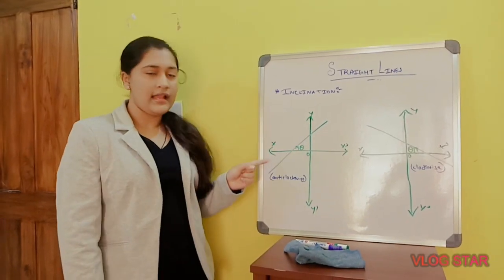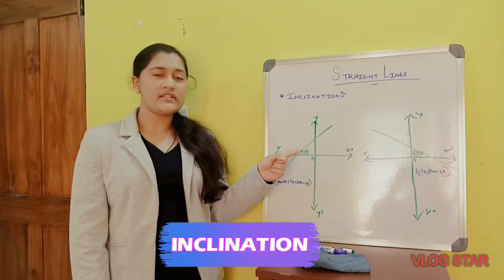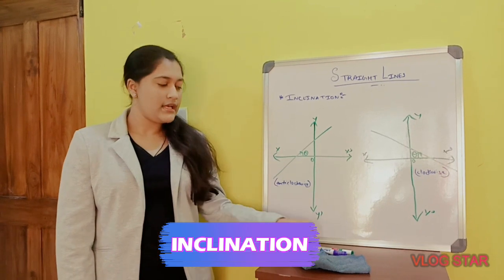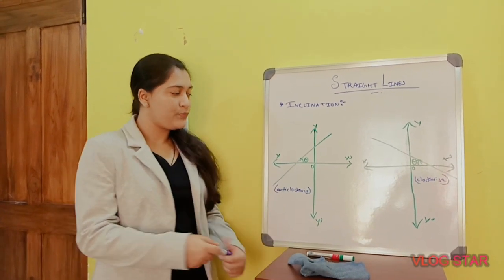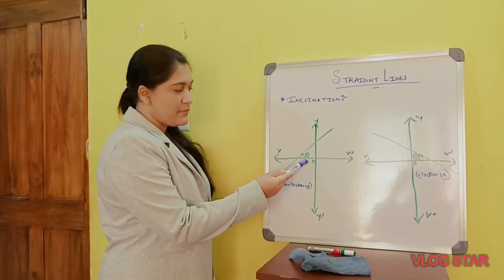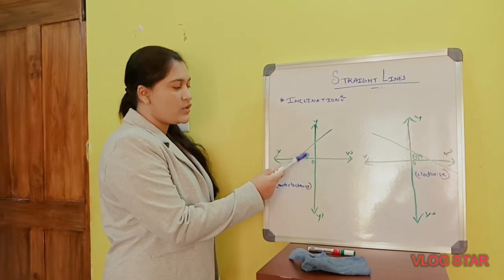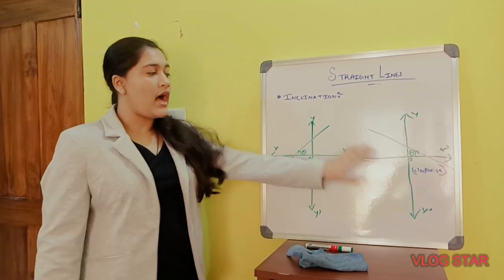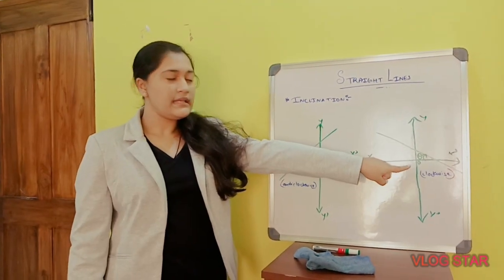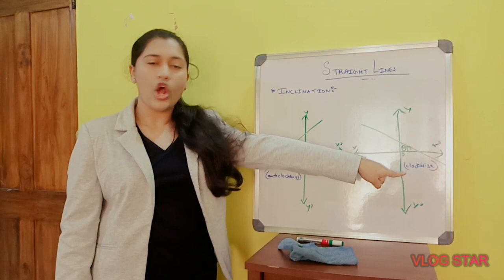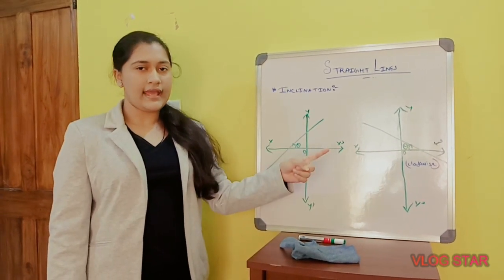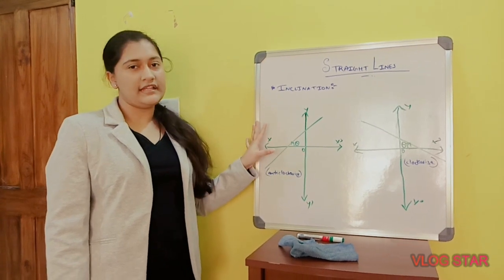The angle theta that the line L makes in the positive direction of the x-axis is called the inclination. In these two diagrams, this inclination is made in the anti-clockwise direction, so the value of this inclination will always be positive. Now here the angle theta is made in the clockwise direction, so here the value will always be taken as negative. So this was about inclination.